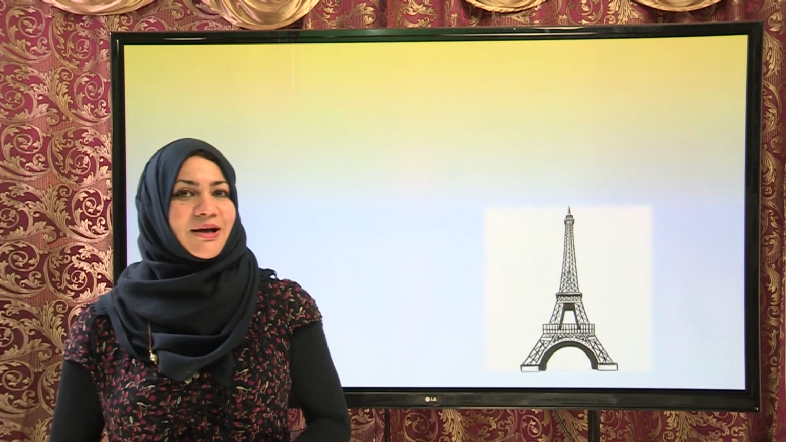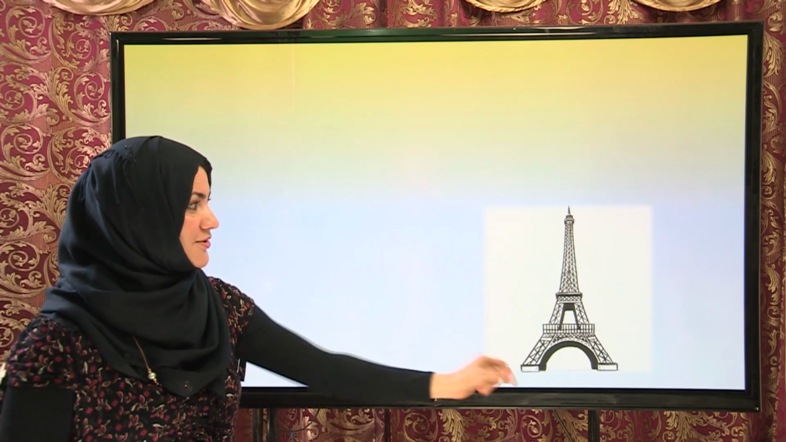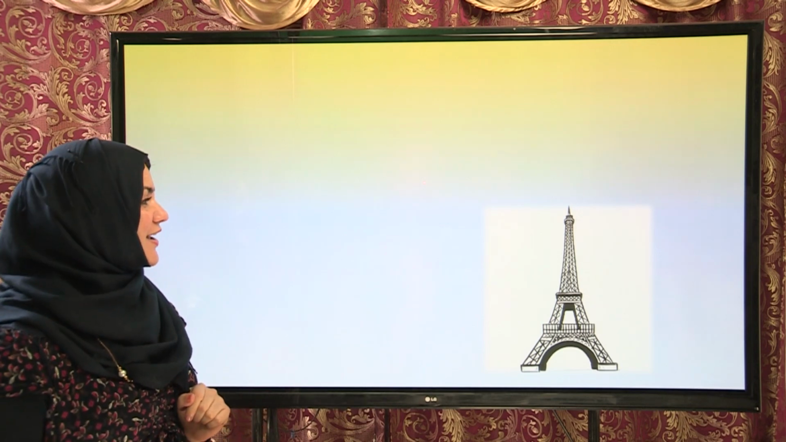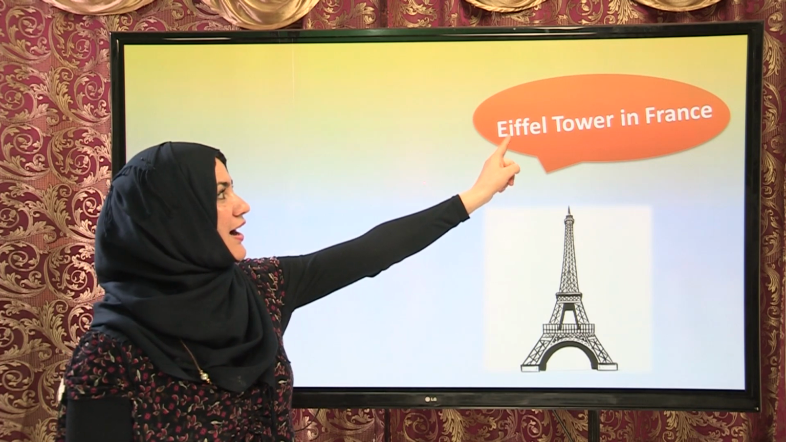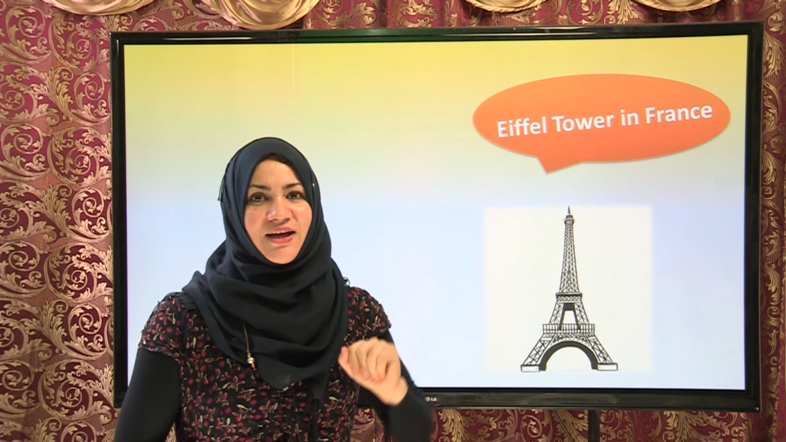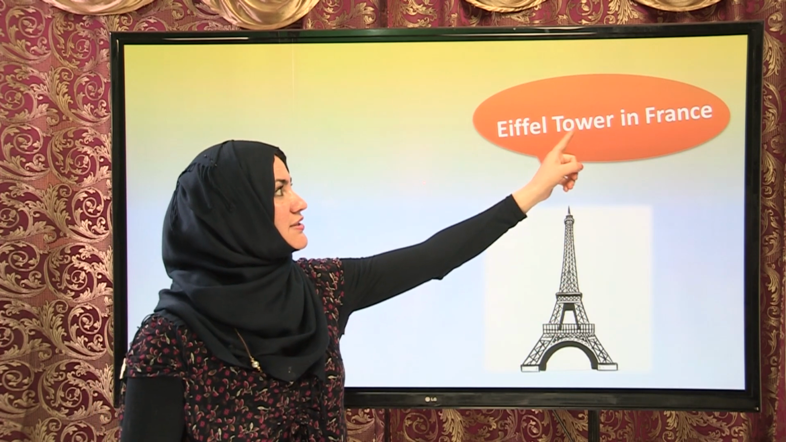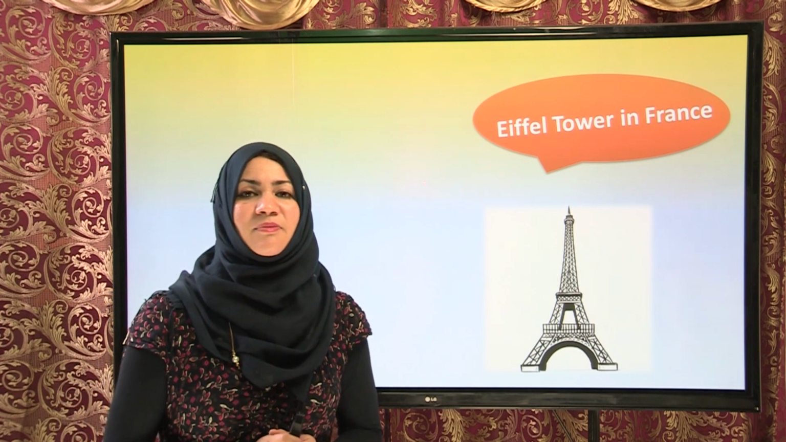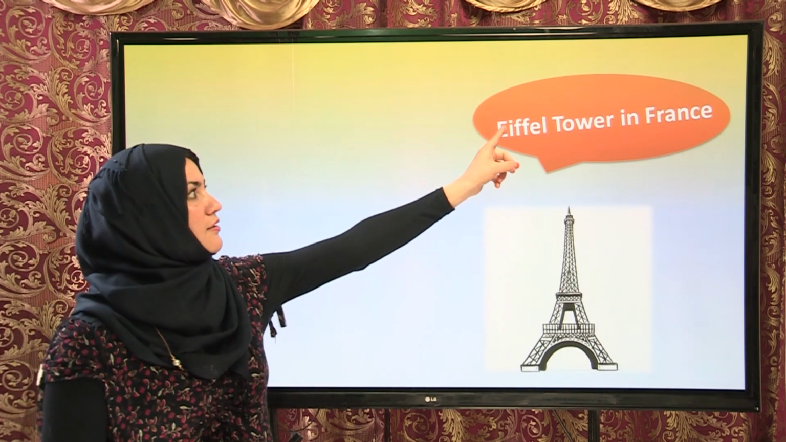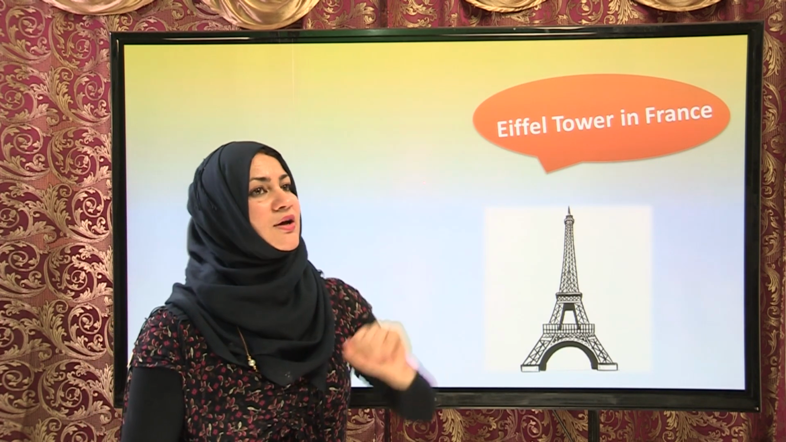We have here some examples. What's this? You know this, my students. Okay, let's see what it is. Very good. It is the Eiffel Tower in France. Yes, this building is called the Eiffel Tower in France. It is a universal landmark. It's a famous tower in France.